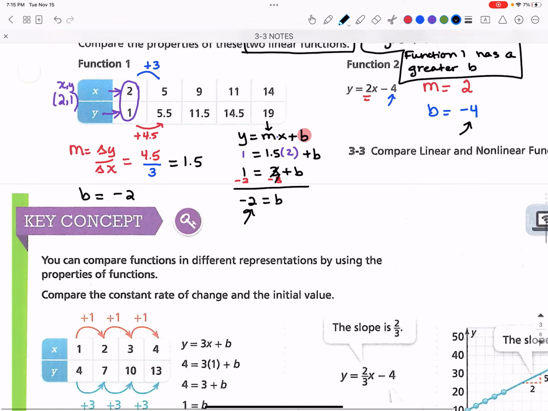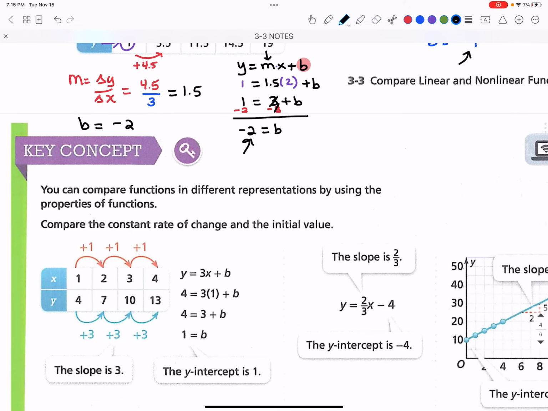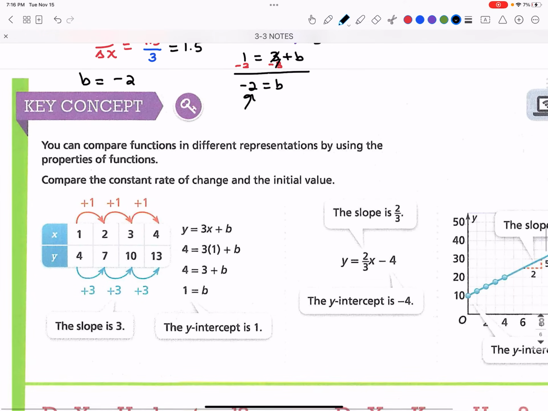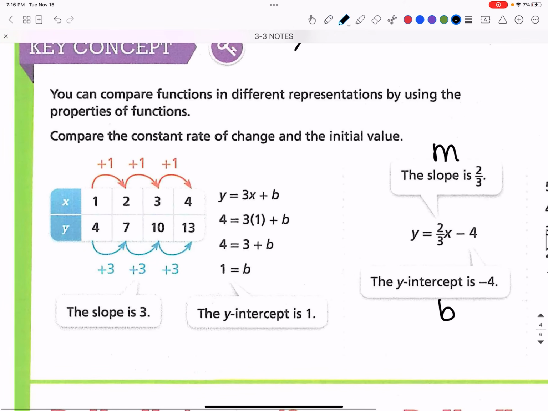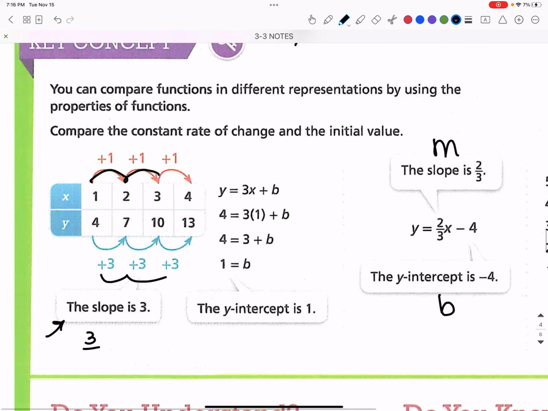All right, so this is just another example of that. Comparing, right? In an equation, we're given the m, we're given the b. That's easy. For the table, we have to do a little bit of work to find the m and to find the b. And here they've done the work to find the slope, right here, plus 3, that's our change in y, over plus 1. So the slope here was 3.